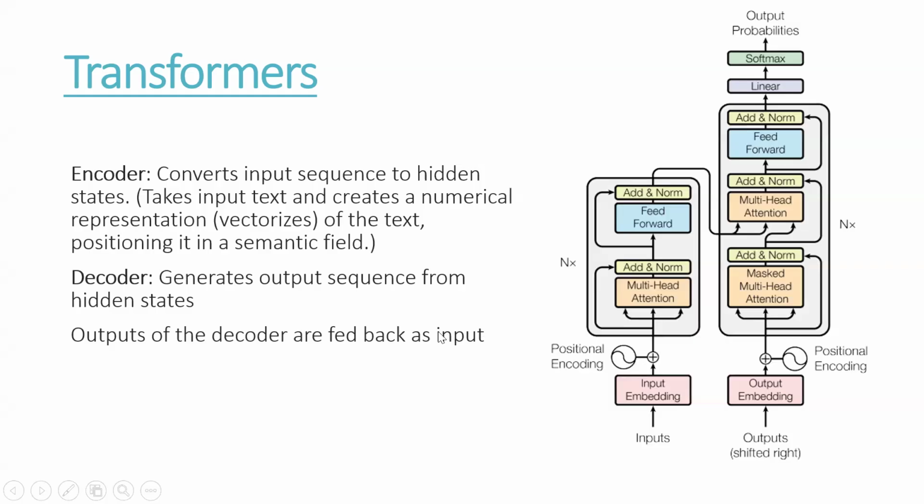Positional reference is given. Then my words are passed into these multi-head attention layers. They are again basically layers. In this, what happens?